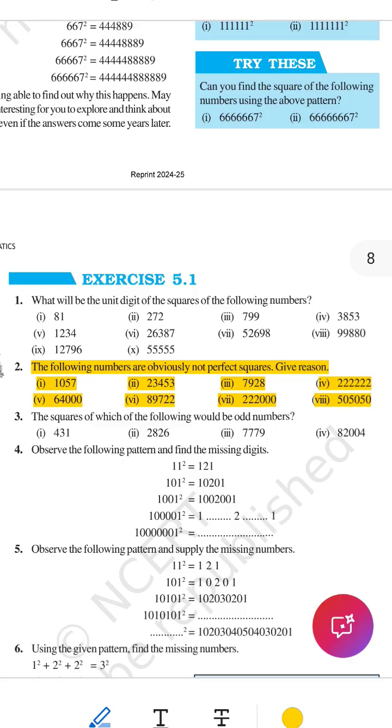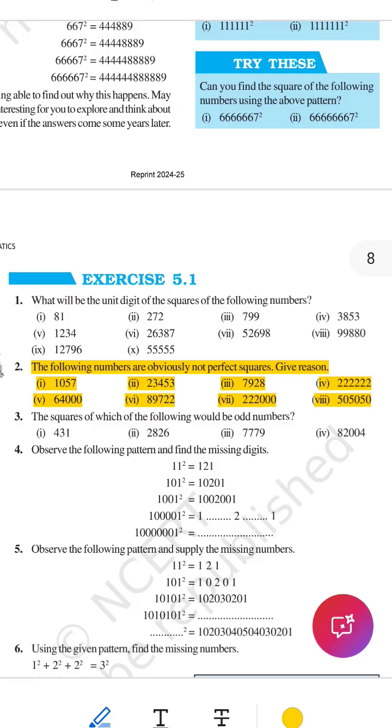1 times 1 equals 1, 2 times 2 equals 4, 3 times 3 equals 9, 10 times 10 equals 100, 25 times 25 equals 625, 40 times 40 equals 1600. So 1, 4, 9, 16, 25, 36, 49, 64, 100, 625, 1600. These are all perfect squares.